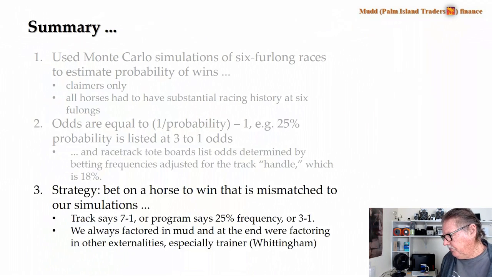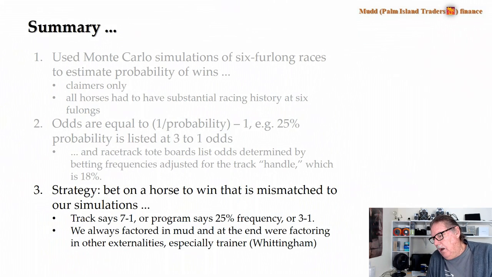So what was the strategy? Well, we did not bet to win. We did not, for example, bet that the horse that won the simulation the most times, that had the highest frequency of wins, would win. We never once placed a bet on a horse that was favored, because that wasn't the strategy. We tried to find mismatched betting. We tried to find examples where the tote board, which had the odds, showed the odds typically for the horse winning as much higher than our simulation did.